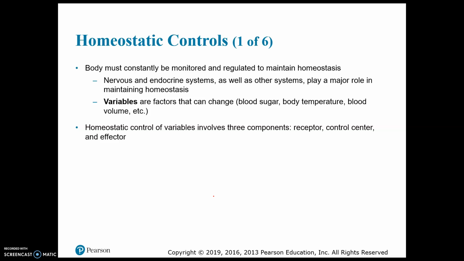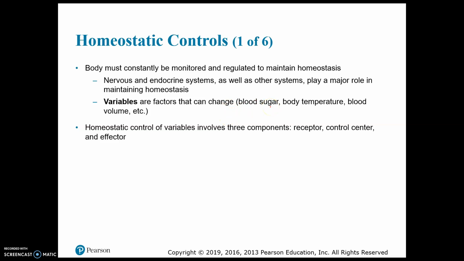In order to regulate and maintain homeostasis, our body must be constantly monitored. The nervous and the endocrine systems play a major role. And when we talk about homeostasis, we usually do it in terms of variables. These are factors that can change, and when they change, we say that homeostasis has been disrupted. They're maintained by this process of homeostasis.